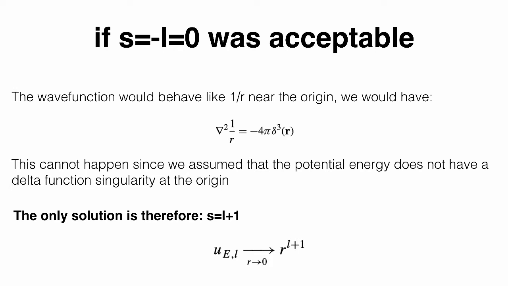kinetic energy, really the second derivative of that situation, right? Because if s equals 0, then u of r is equal to 1. Therefore, capital R would be u of r divided by r, that's this 1 over r. So we find that this kinetic energy would be a minus 4 pi times a Dirac delta function, which we cannot have because we would have a singularity at the origin. So that singularity at the origin is not acceptable, and that means that really the only solution we can have near the origin is r to the power L plus 1. So this is how we prove this here.